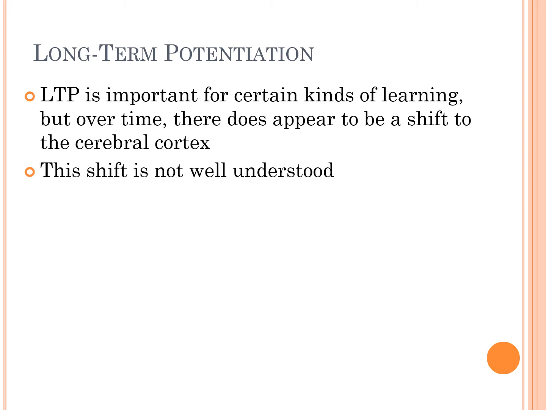Long-term potentiation is important for certain kinds of learning. We see many of these kinds of receptors in the hippocampus and the amygdala, and places where we see the kind of learning that we've just been talking about. But over time, there does appear to be a shift to the cerebral cortex, and really we're storing information in the cerebral cortex. And that shift is not very well understood at this point.